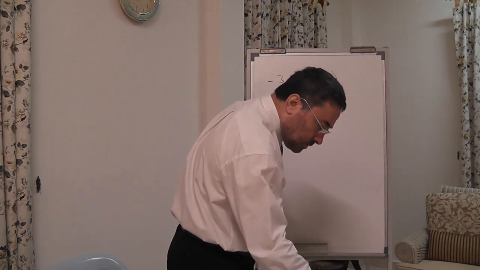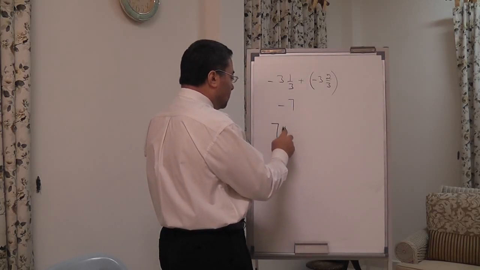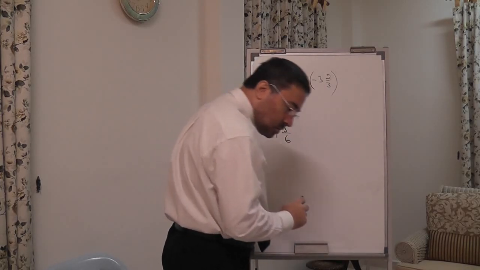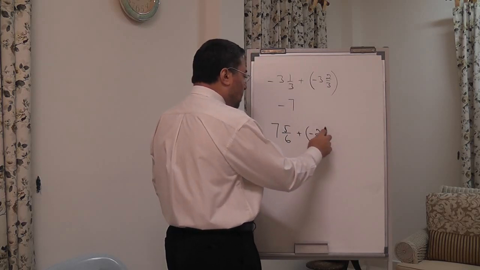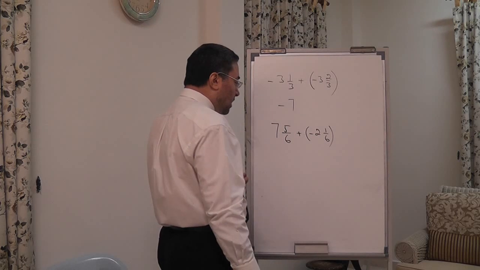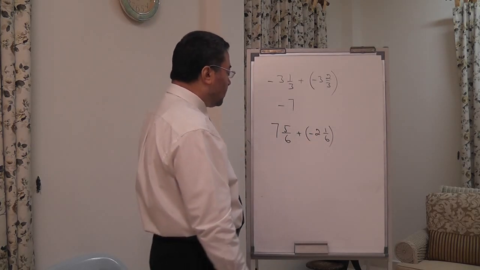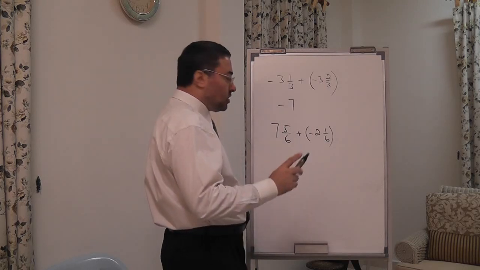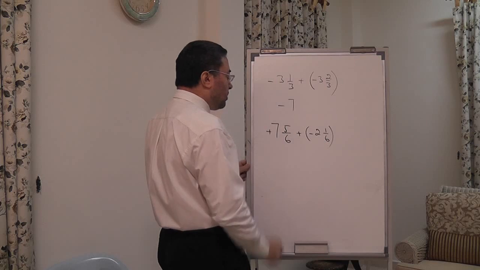Number 30, 7 and 5/6 plus minus 2 and 1/6. Here we have a positive number and a negative number. We get their difference, and the sign will be the sign of the larger. In this case, it is the positive sign. This is a positive number.